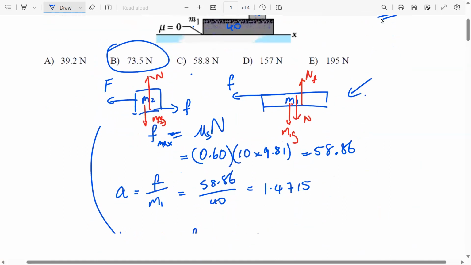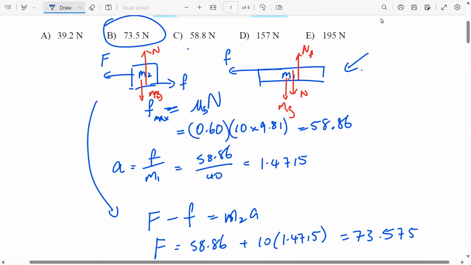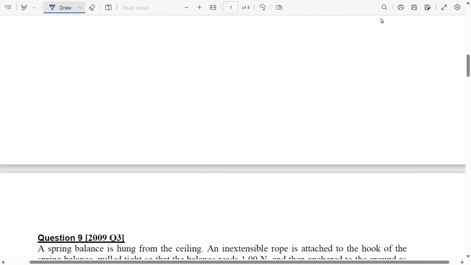So this is for the first question. If you use 9.81, you'll get 73.6. If you change this back to 9.80, you can check that you'll get 73.5. Okay, let's go to the second question.